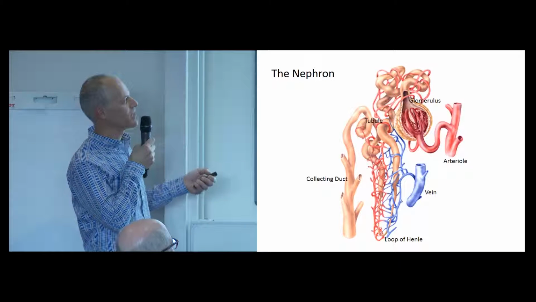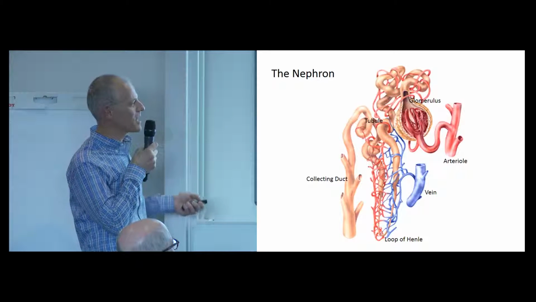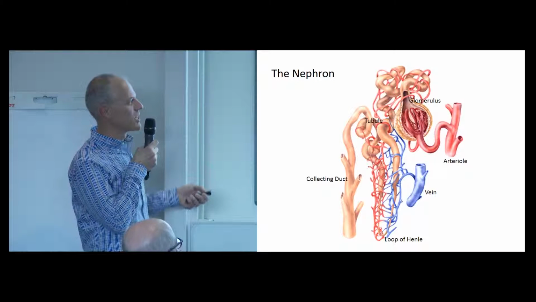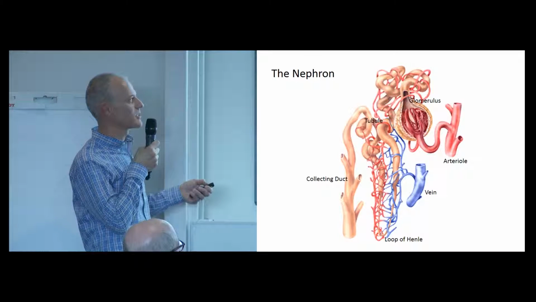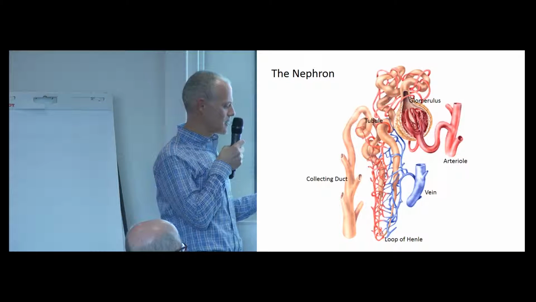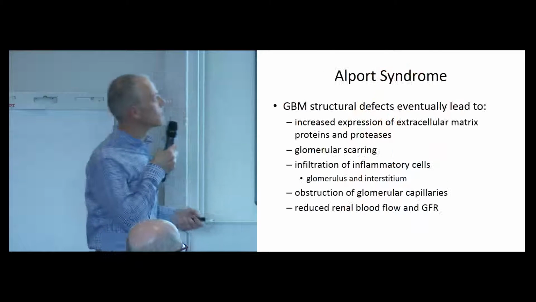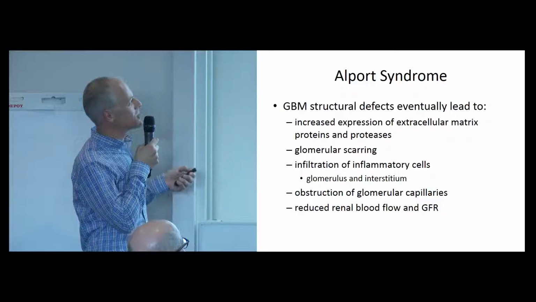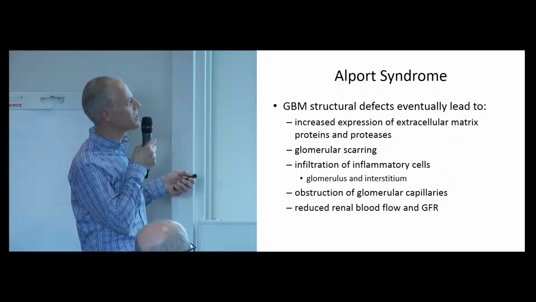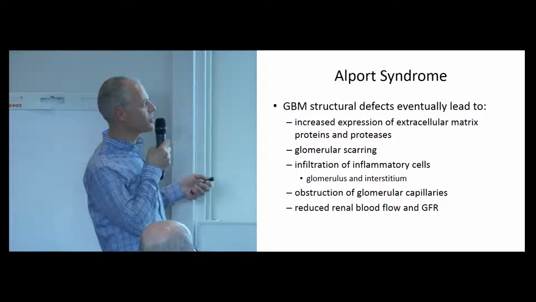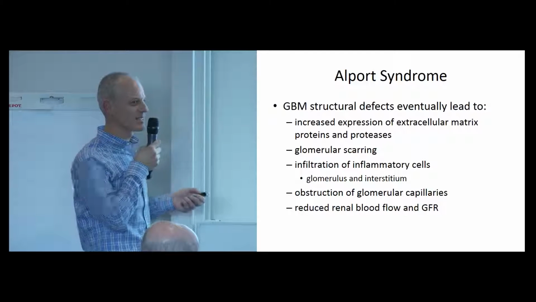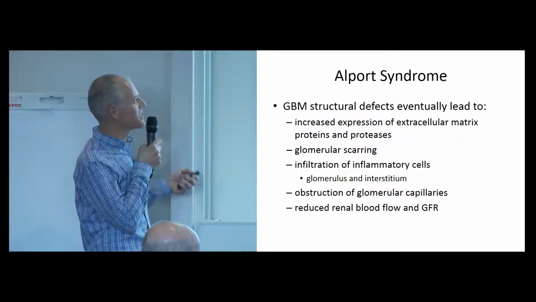So if blood flow is blocked here, that leads to blood flow being blocked in other parts of the kidney that surround the tubules, which can lead to injury beyond the glomerulus, which is the site where the alpha 3/4/5 network needs to be deposited. So in Alport syndrome, these GBM structural defects eventually lead to increased expression of other matrix proteins and proteases. Work from Dominic Cosgrove that he might talk about tomorrow might address that.